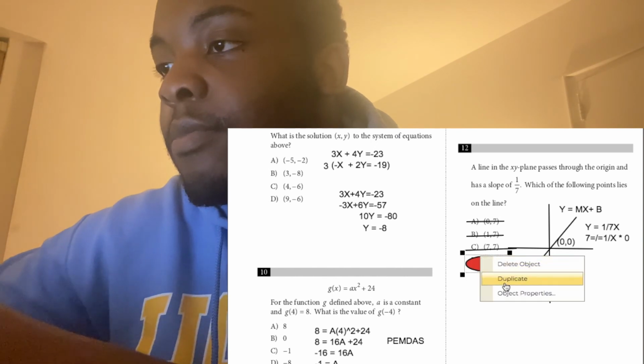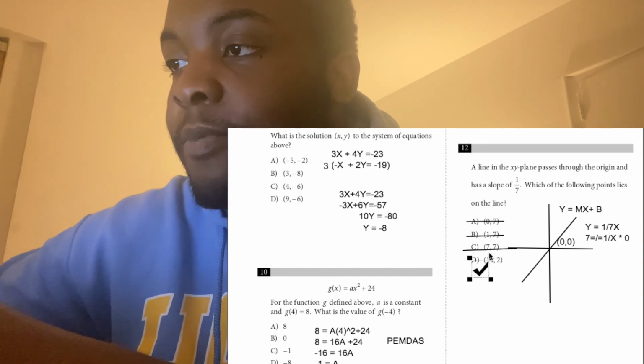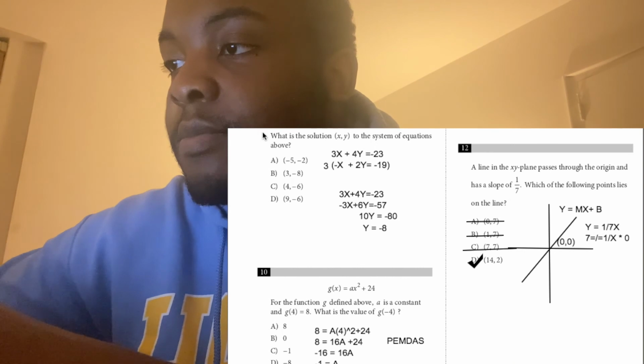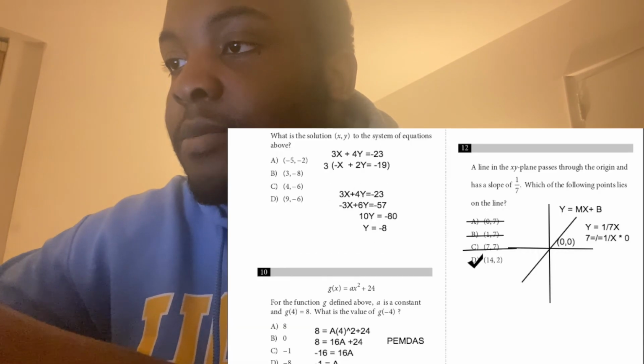Oops. Kind of new with this stuff, so here we'll put a check mark. There we go. Ta-da. Too many check marks. Oh, okay. Now I'm just messing up.